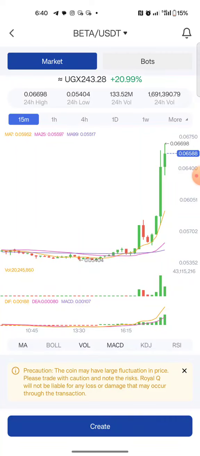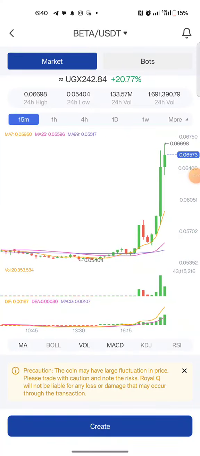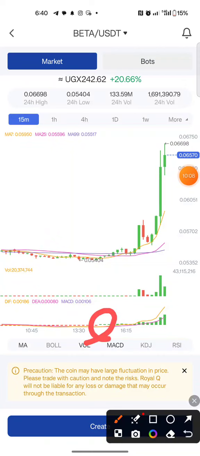Now, usually, when the DIF line, which is this orange one, crosses the DEA line, you find that there you can see that the market is planning to do well. So there. Then it forms what we call the histograms. The longer the histograms increase, it means the coin is still doing well. And whenever it keeps on splitting, it shows that the coin is doing perfectly.